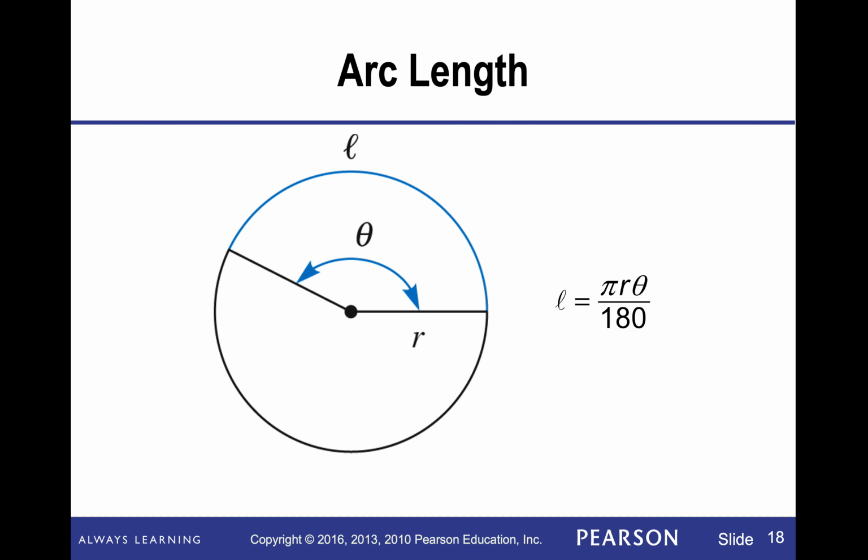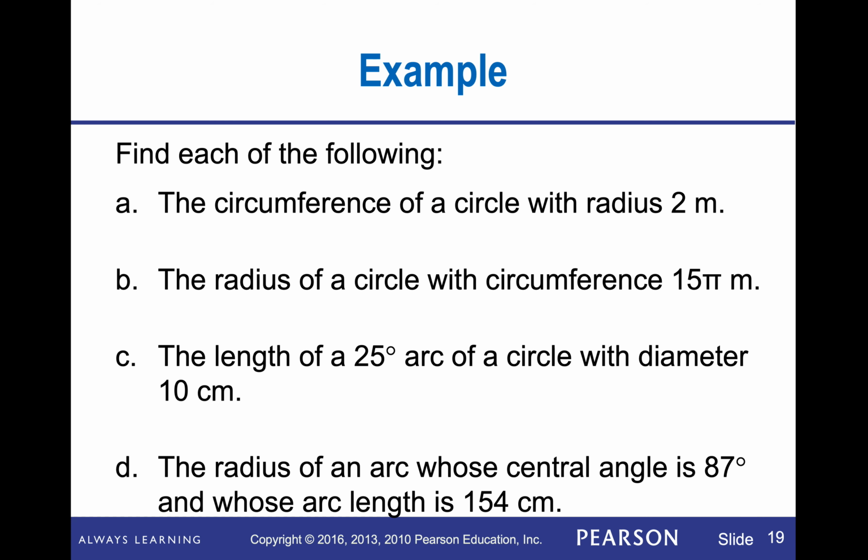So then if I want to have arc length, I can take that idea of 2 pi r and I can divide it by the portion of the circle. So that's why I'm going to do theta divided by 180, because I'm giving the portion of that circle that I'm looking at. Here are a couple examples.